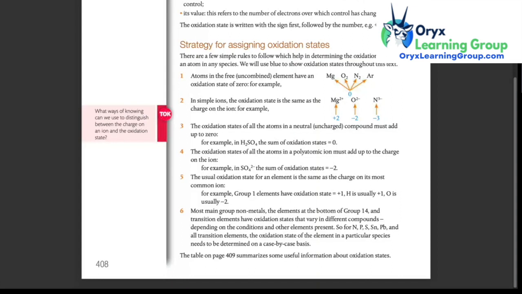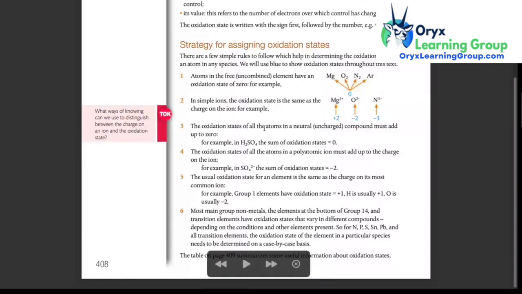I took the screenshot. Okay, so I'll just quickly go through this one. Atoms in the free element have an oxidation state of 0. For example, magnesium, O2, N2, argon will have an oxidation state of 0. Then in simple ions, the oxidation state is the same as the charge on the ion. For example, Mg2+ will have an oxidation state of +2, O2- will be -2, and N3- will be -3. This part is very simple: you can recognize what ion it is, and then you can get the oxidation number from there.